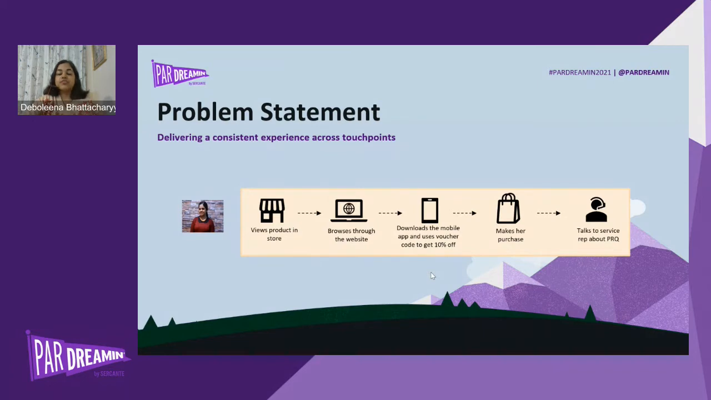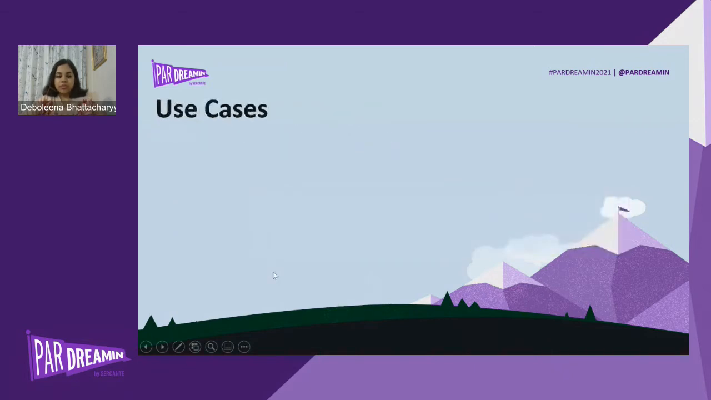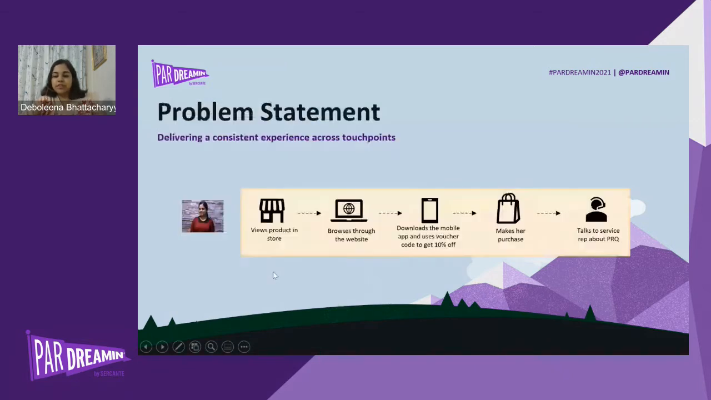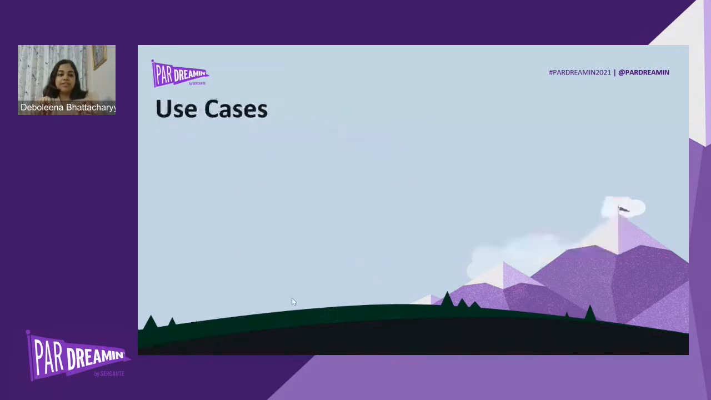So as you can see, in just one interaction, I've interacted with not just multiple touch points, but also multiple channels and multiple devices. So the key here is that all of these channels should be speaking in the same language, so that we do not end up giving a disconnected experience to the end customer. So with that in mind, let's look at some of the use cases that may help Fictitious Basket in bettering their customer experience.